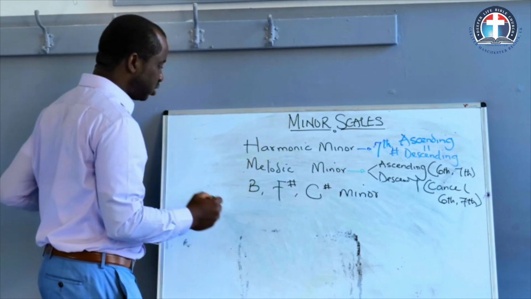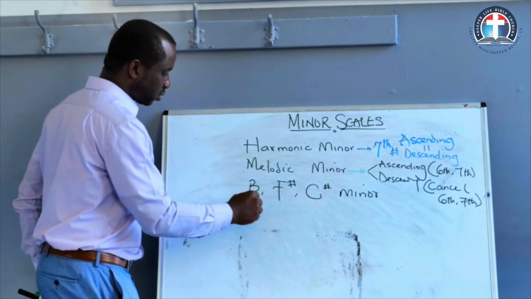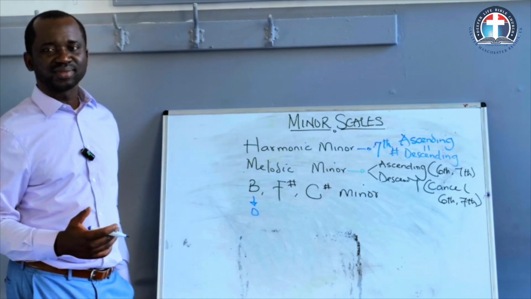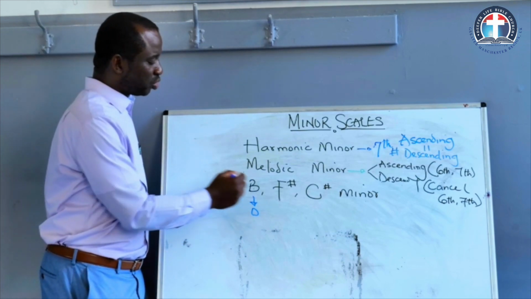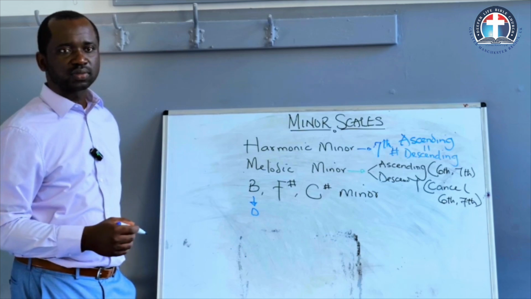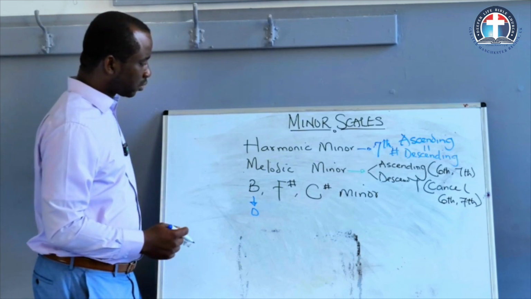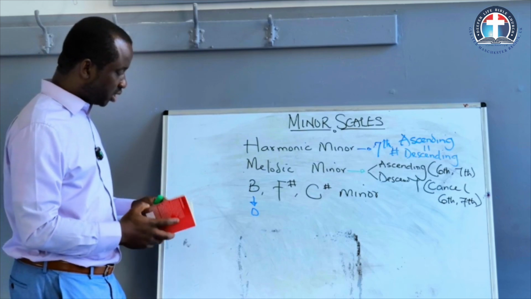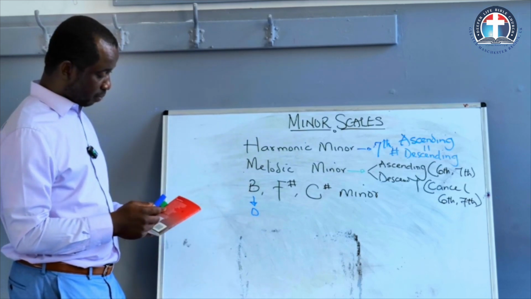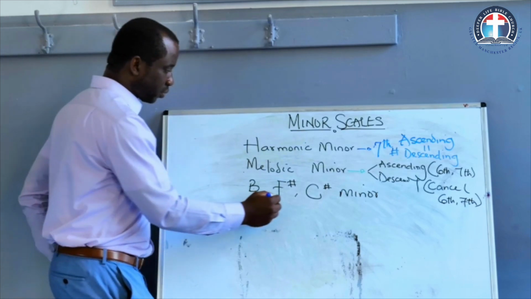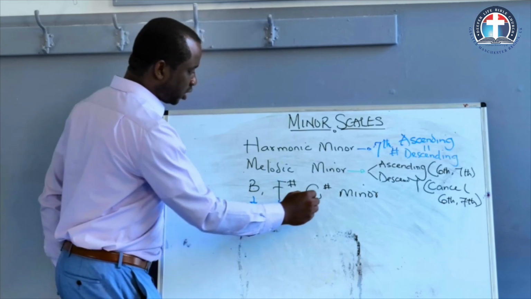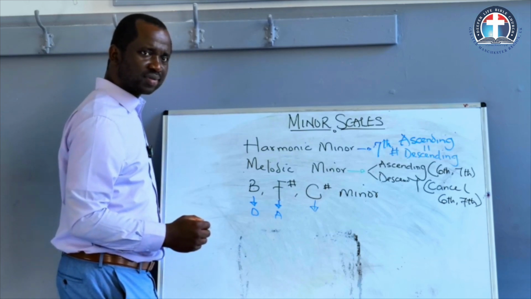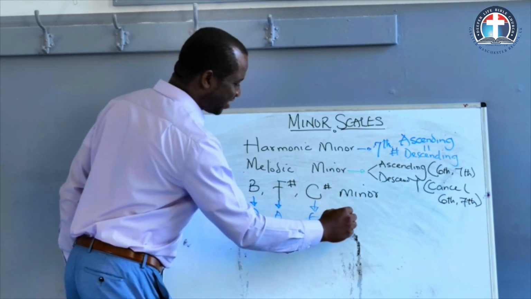So D is its relative major. Okay? So that means it's going to use the same key signature as D. And that means this minor should have 2 sharps, because D major has 2 sharps, C and F sharp. Now, what is the relative major of F sharp minor? A major. What is the relative major of C sharp minor? E major. So these are the relative majors.